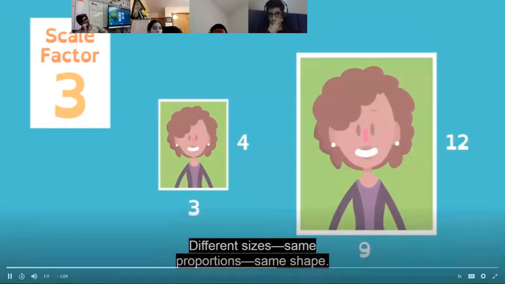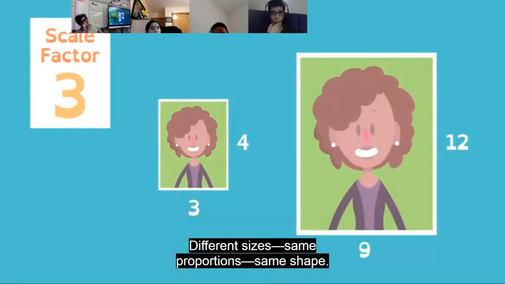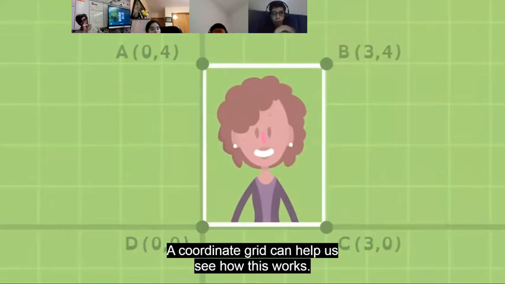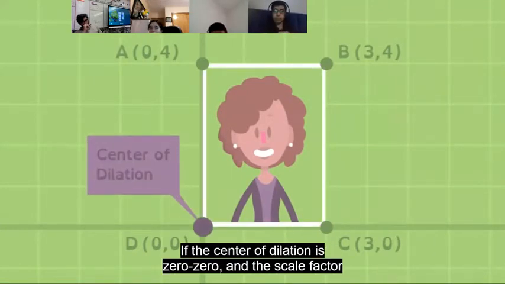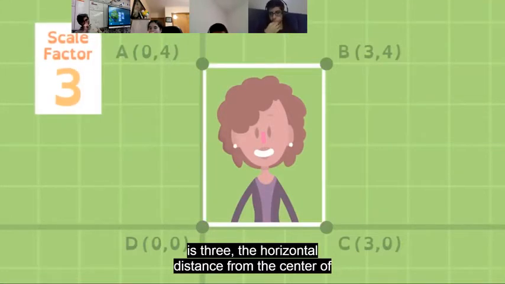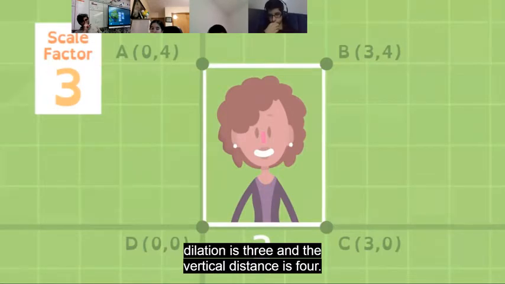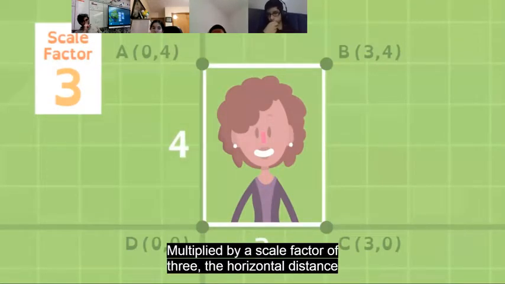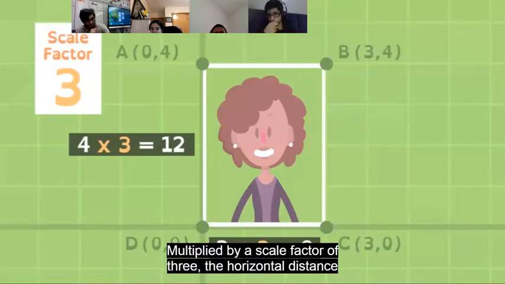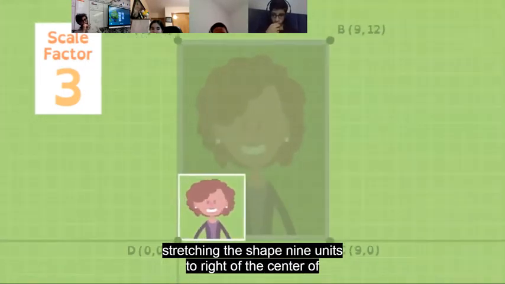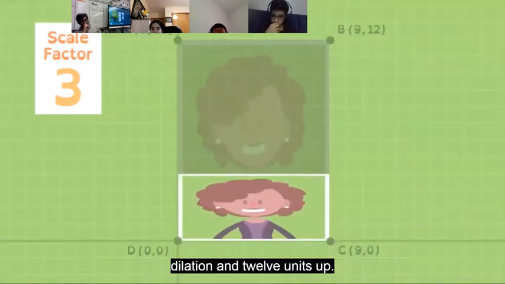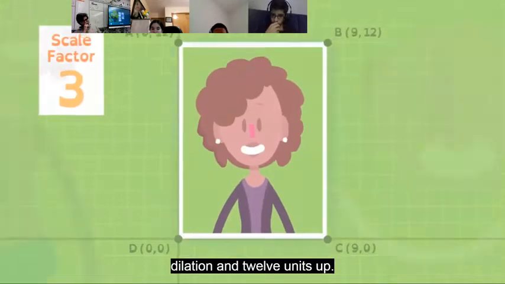Different sizes, same proportions, same shape. A coordinate grid can help us see how this works. If the center of dilation is 0, 0, and the scale factor is 3, the horizontal distance from the center of dilation is 3, and the vertical distance is 4. Multiplied by a scale factor of 3, the horizontal difference becomes 9, and the vertical distance becomes 12, stretching the shape 9 units to the right of the center of dilation and 12 units up.